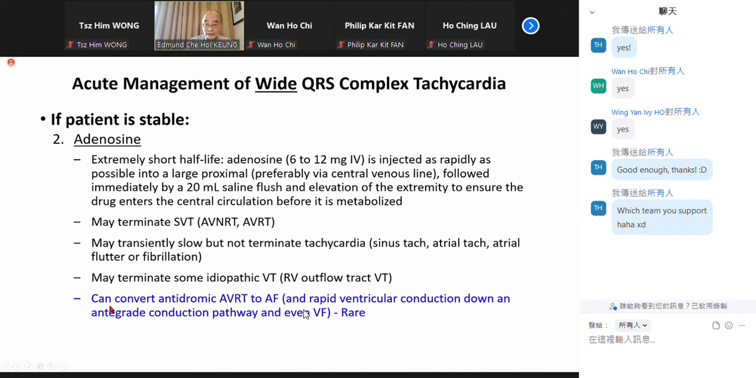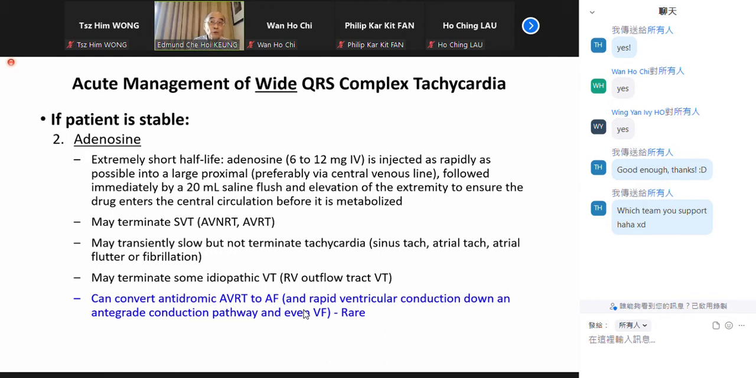Now, here is a caution. This is very rare, but I need you to know that it can convert antidromic reentrant tachycardia to AF. When that happens with antidromic, you can have the same disaster, but it's very rare.